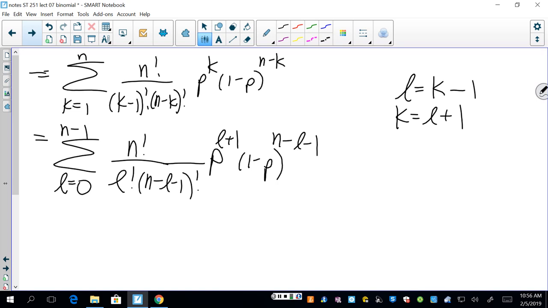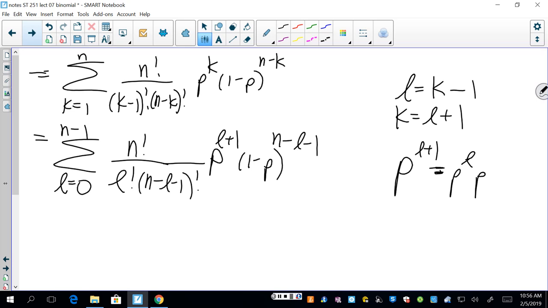In general, when the index for probabilities started at k, it was p to the k, 1 minus p to the n minus that thing, right? But now we have, looks like an extra p. What can we do with that extra p, right? P to the L plus 1 is p to the L times p. What can we do with that extra proportion there, that extra probability?